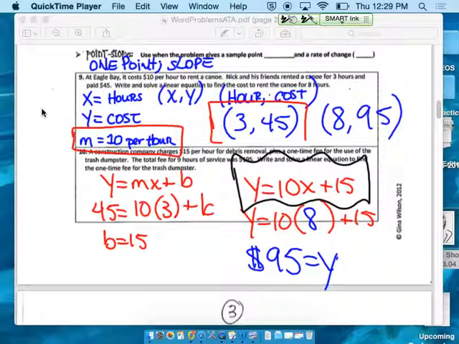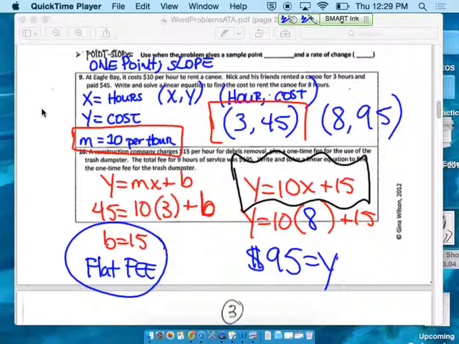Now in this problem, let's talk for a minute about b and what b represents. Here, b represents a flat fee or a flat rate that's charged regardless of the number of hours that you rent the canoe for. So you always have to pay $15, and then you're charged $10 per hour on top of the original 15.